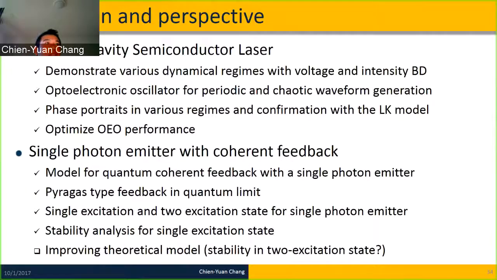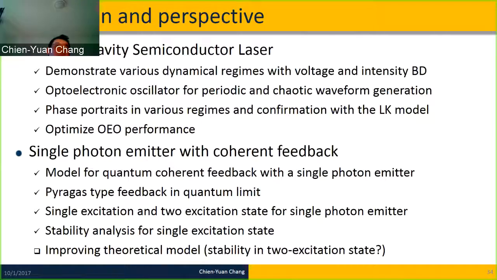So we reached the conclusions. I show two different types of optical feedbacks. First, I study the external cavity semiconductor lasers, and we show the voltage and the intensity bifurcation diagrams. We are able to demonstrate one of the applications. It's called optical electronic oscillators for generating periodic and chaotic waveforms. And then we can plot the phase portrait as we change the feedback strength, which also hasn't been done before.